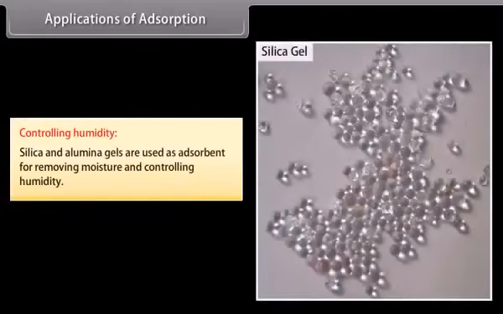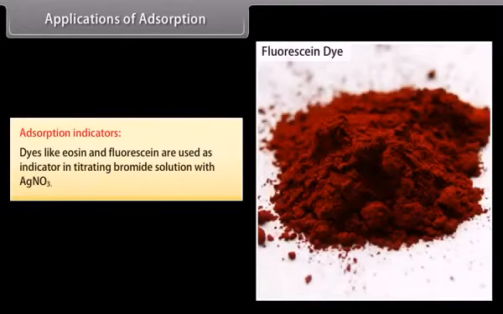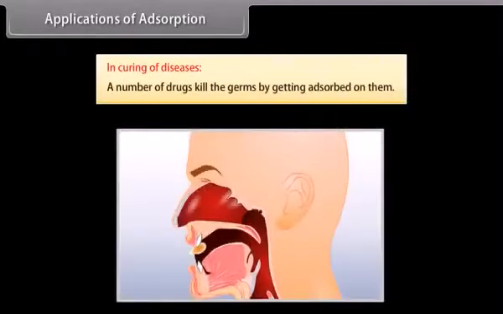Controlling humidity. Silica and alumina gels are used as adsorbents for removing moisture and controlling humidity. Adsorption indicators. Dyes like eosin and fluorescein are used as indicators in titrating bromide solution with AgNO3, as the precipitate of silver halide has the property of adsorbing these dyes and thereby producing characteristic deep colors at the end point in the titration. In curing of diseases, a number of drugs kill the germs by getting adsorbed on them.